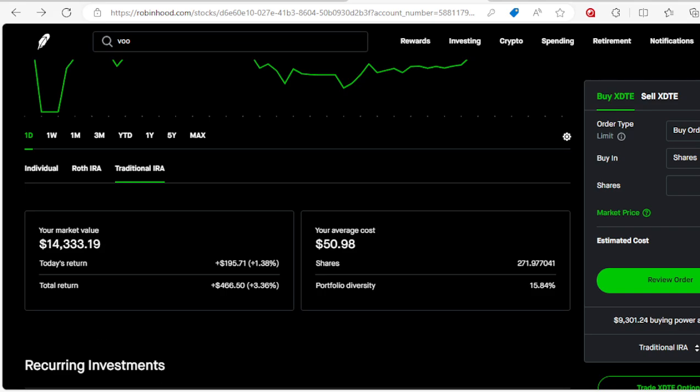Imagine how much it would be? Let me bring up my calculator real quick. 517 times 271. You would need $140,107 invested in VOO just to have 271 shares. Wow. But I'm already making money off this.